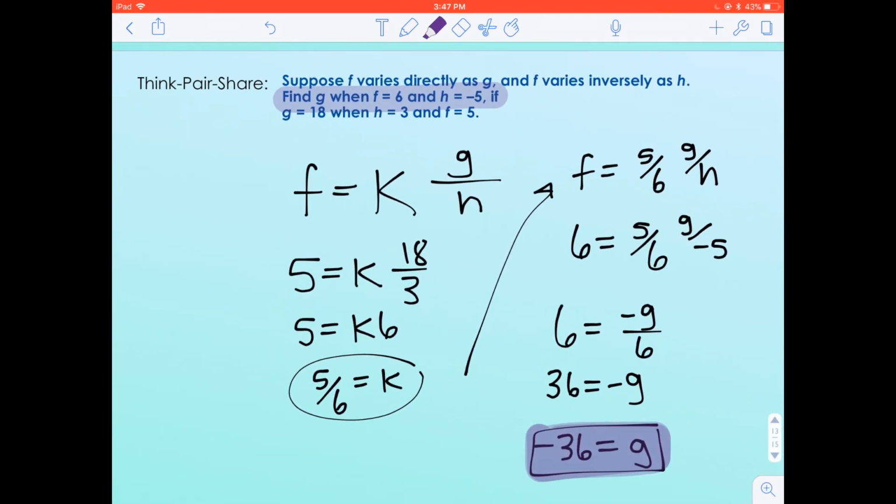All right, just a matter of setting it up. If f varies directly, then f is on the left, and there's k, and g is directly, so it goes on top, and inversely is h, so h goes on the bottom. And then you just got to plug points in.